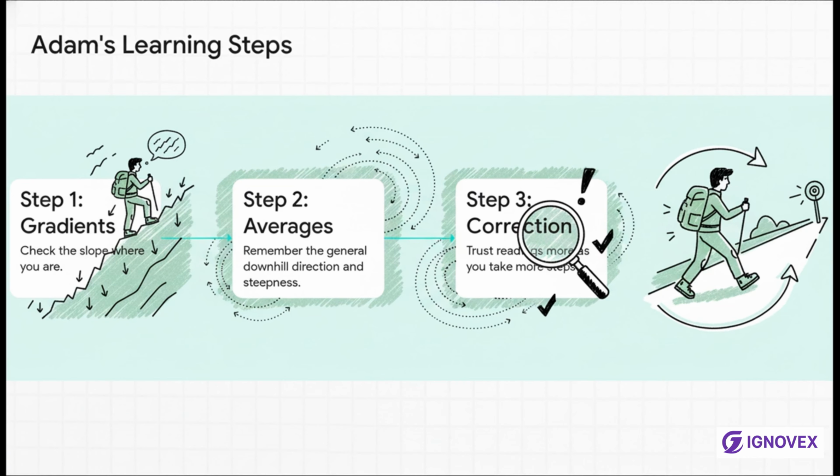You also remember the general direction you've been heading downhill, and you remember how steep the path has been so far. That's step two, the momentum estimation. It's keeping an average. Now at the very beginning, your memory's a bit fuzzy, so you don't trust it 100%. But as you take more and more steps, you get more confident in your readings. That's step three, the bias correction. Finally, using all that information, the current slope, your past direction, and your growing confidence, you take your next, much smarter step. That's Adam in a nutshell.